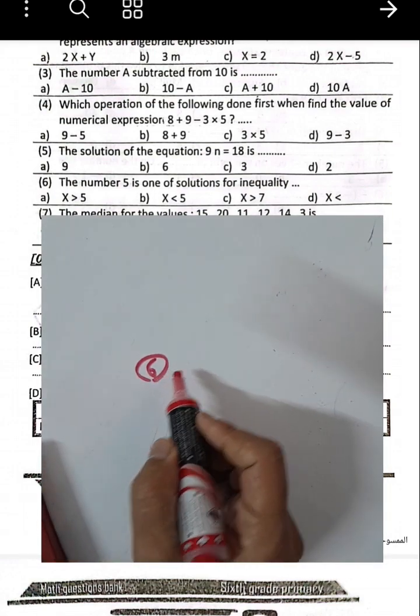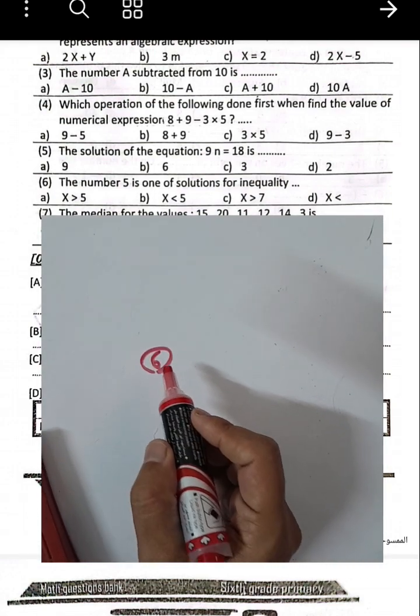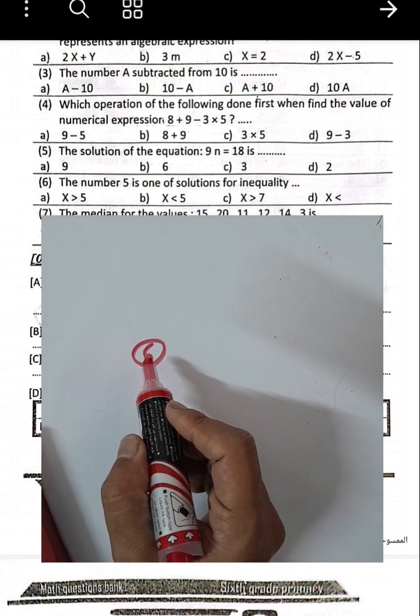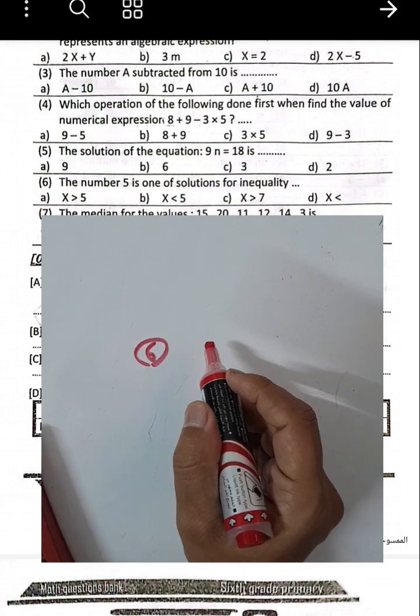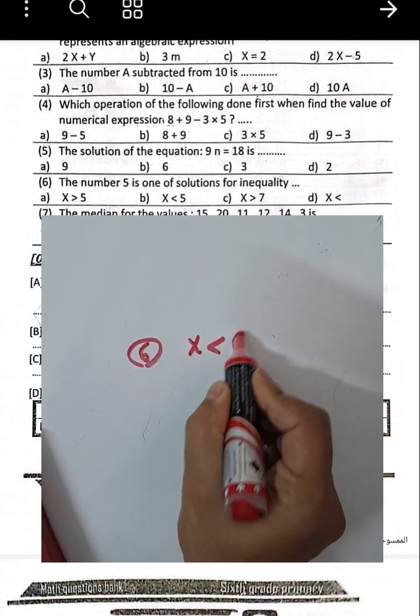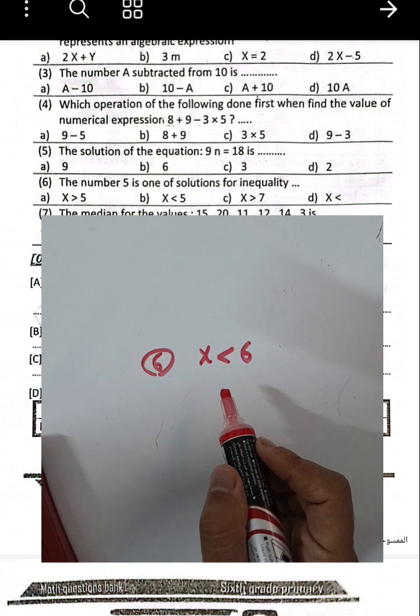The number 5 is one of the solutions for the inequality x. No, you must choose letter D, x less than 6. Right here, 6 is a solution of this inequality.